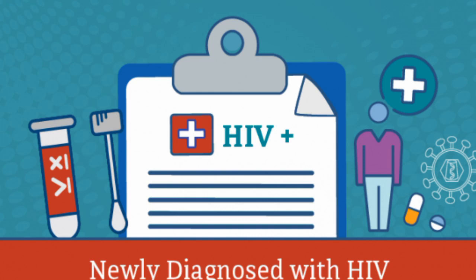Second, advice about lifestyle such as sexual behavior, alcohol or drug use, and smoking. Third, hepatitis B vaccine. Fourth, influenza vaccine. And fifth, Streptococcus pneumoniae vaccine.